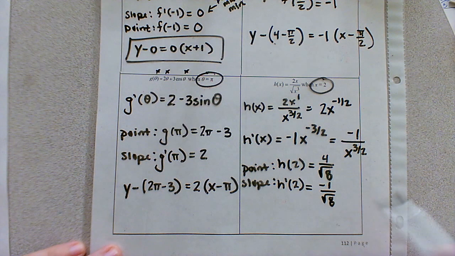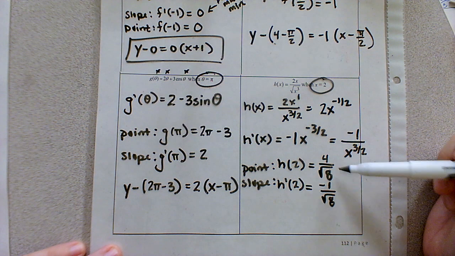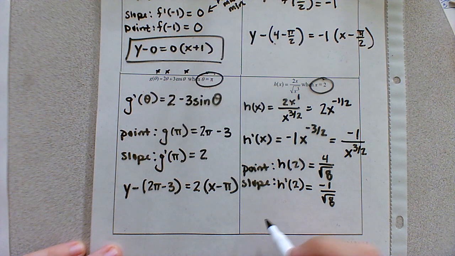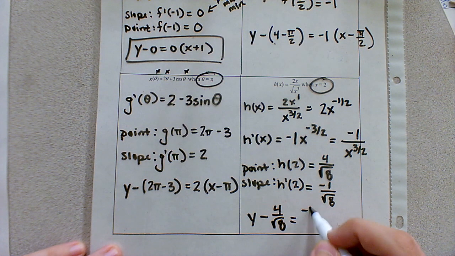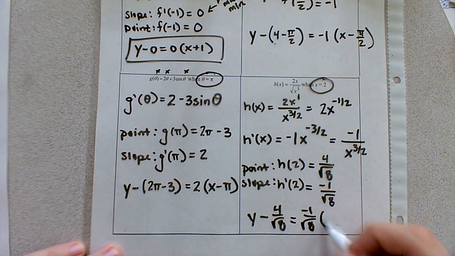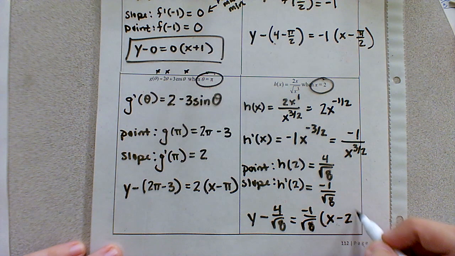All right, it looks a little complicated, but there's still point values and slope values nonetheless, so let's go ahead and use them to write our tangent line equation. Y minus the point equals our slope times x minus the tangent location.